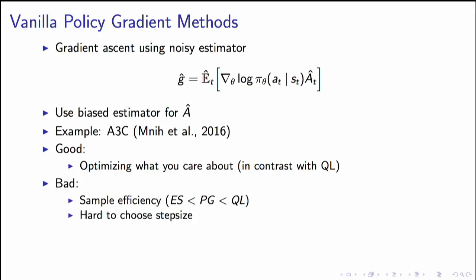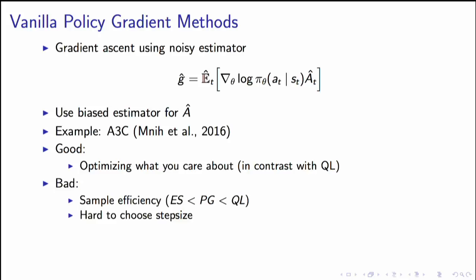And there are also some issues. For vanilla policy gradient methods, one issue is that it's hard to choose a step size that works throughout the whole optimization process, because you have to be careful.